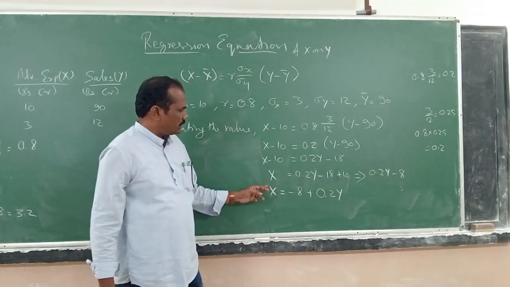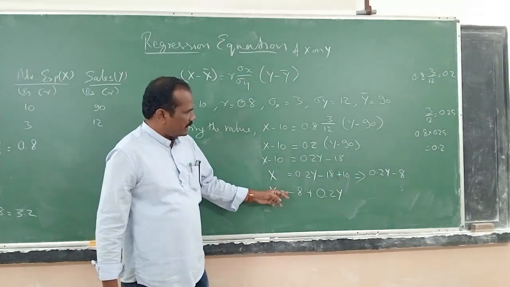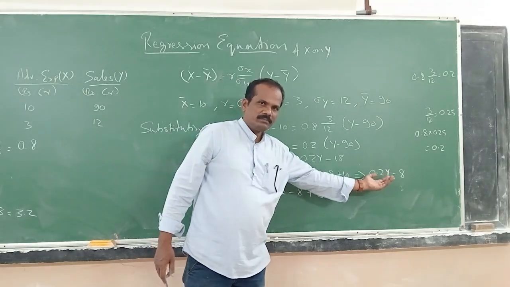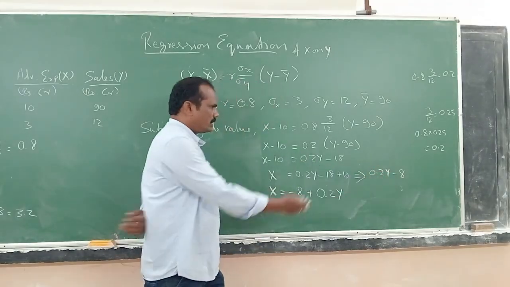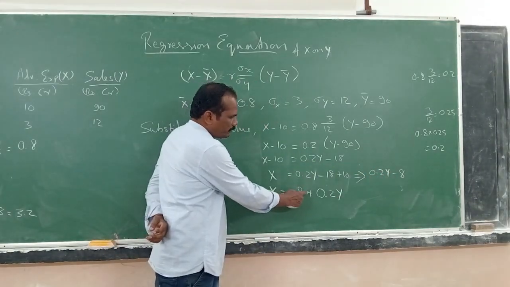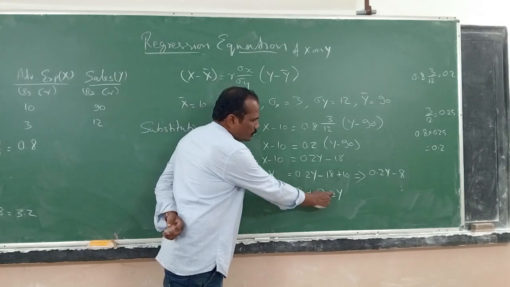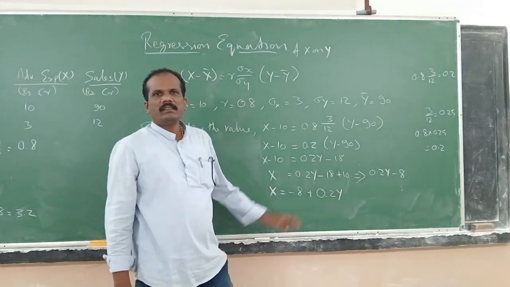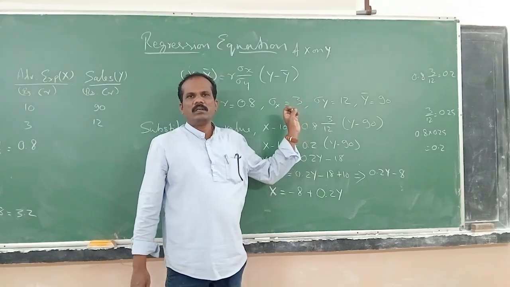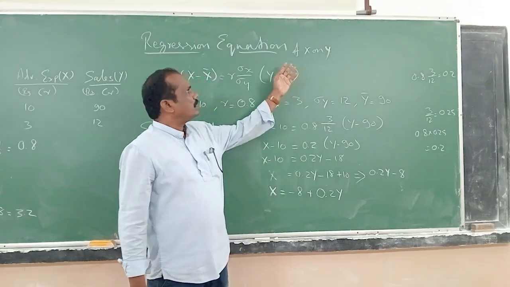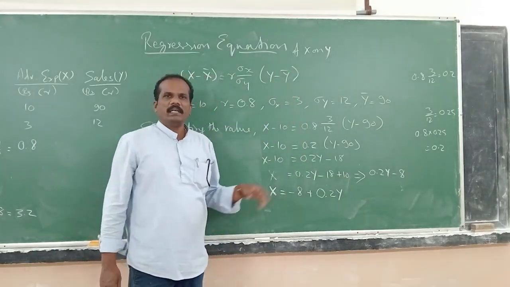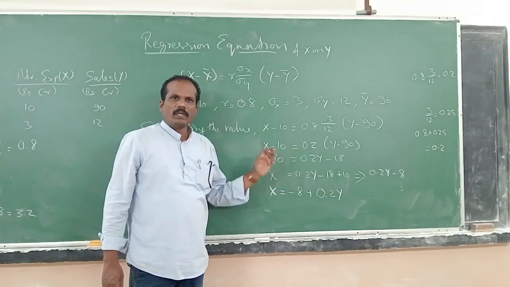This equation I have simplified and written like this: 0.2y minus 8, right? Again, x is equal to minus 8 plus 0.2y. I have just reshuffled and arranged this one. This equation we have worked with x on y, right? Again we will work y on x, right?